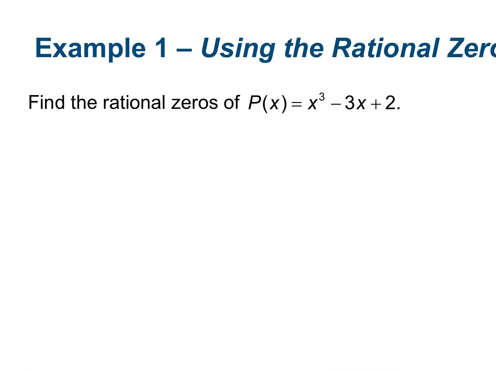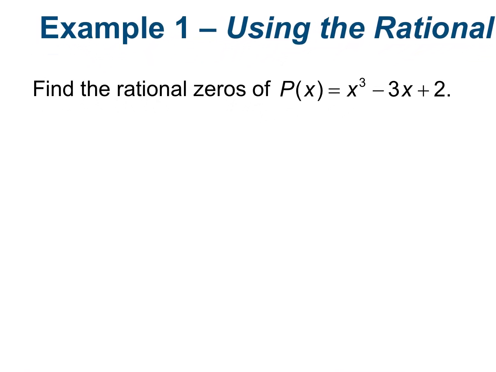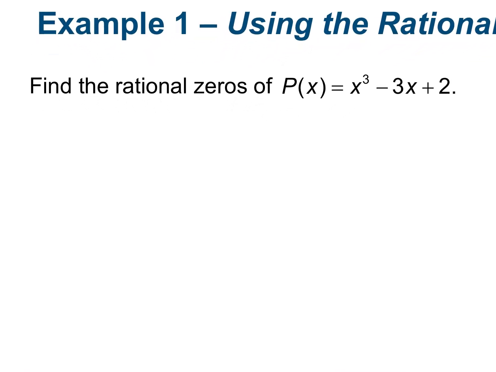So looking at example 1, we're going to find the rational zeros. So I'm going to take my factors of the last. What are two numbers that multiply and give us 2? 2 and 1. So I'm going to say plus or minus 1 and 2. And divide it by factors of the first. What's our leading coefficient here? 1. So I'll say plus or minus 1.